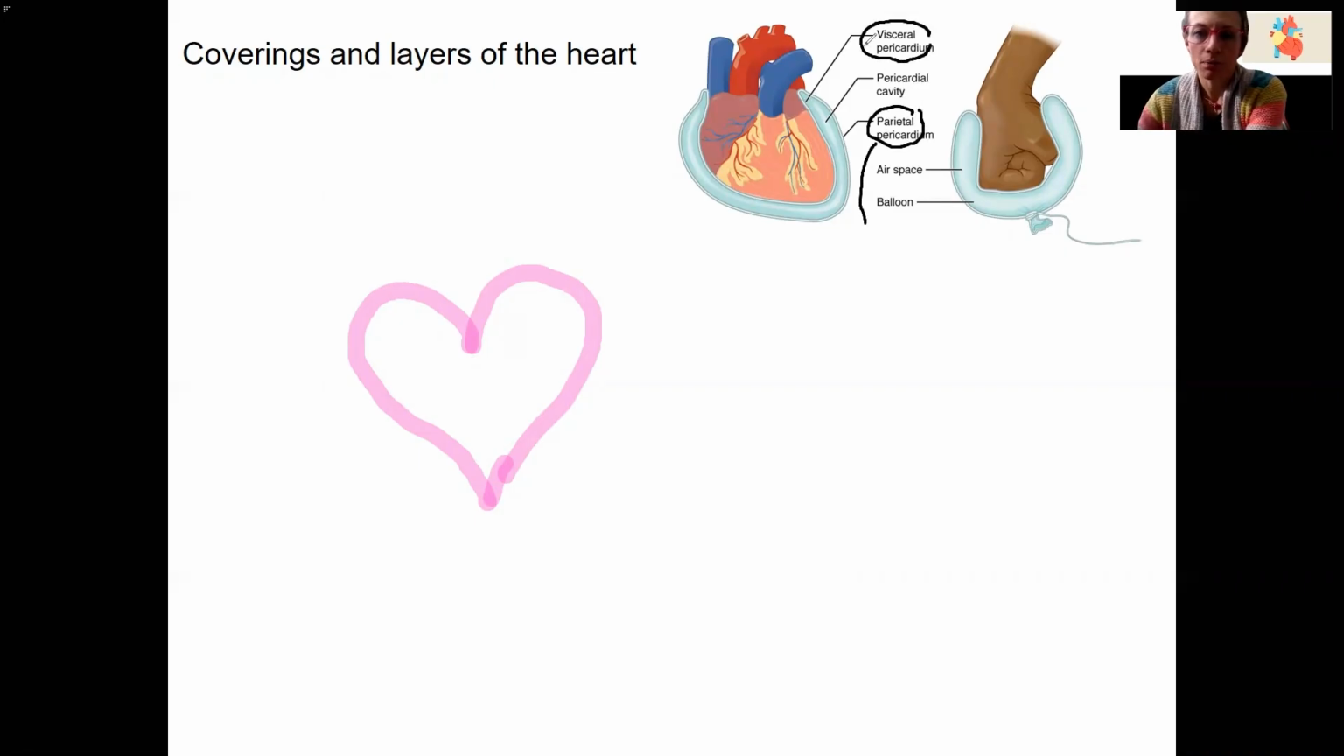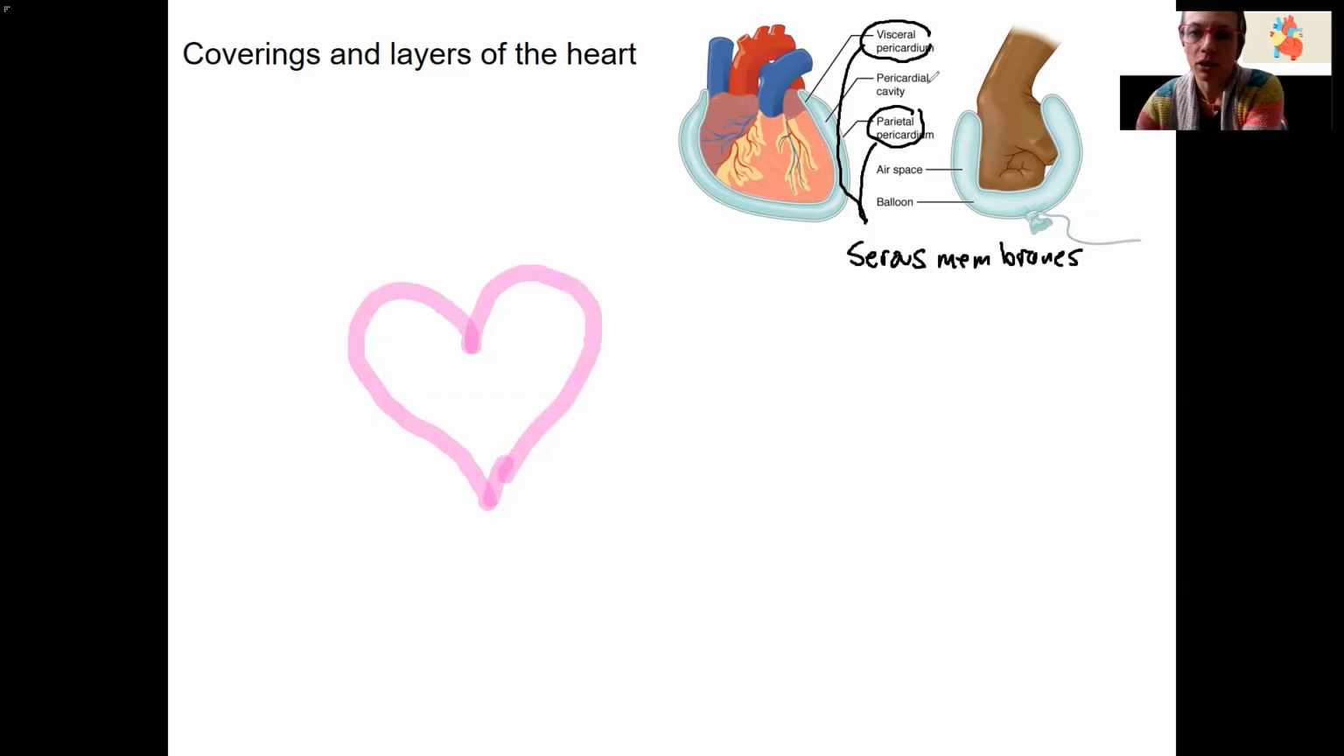These are both serous membranes. You remember that term, often made up of simple squamous epithelial tissue, very thin, and it's actually one structure. So you can see that here. It's like taking a hand and stuffing it into a balloon. You're going to have two separate layers. It's actually the same structure, and it's separated by a space.